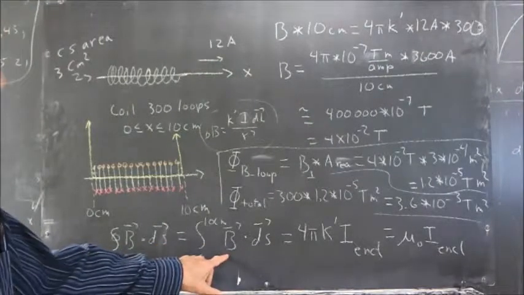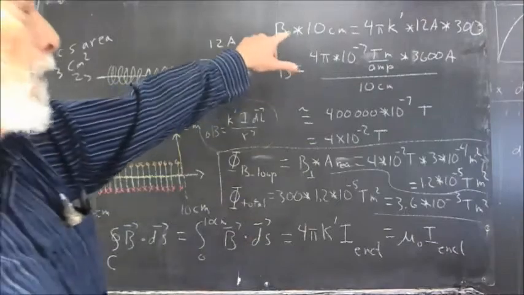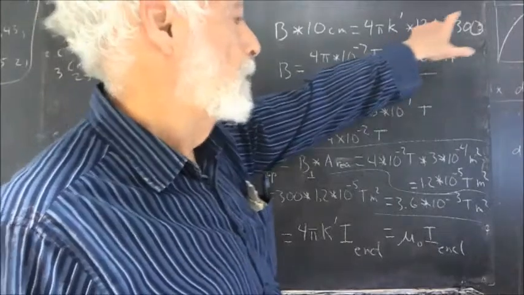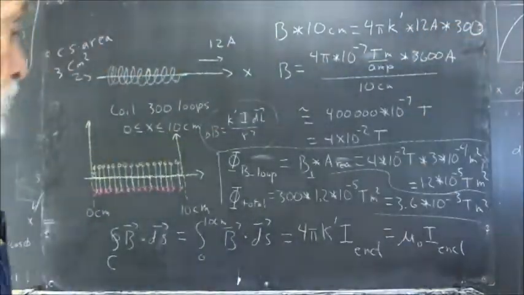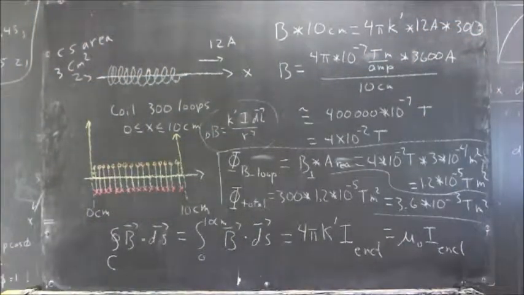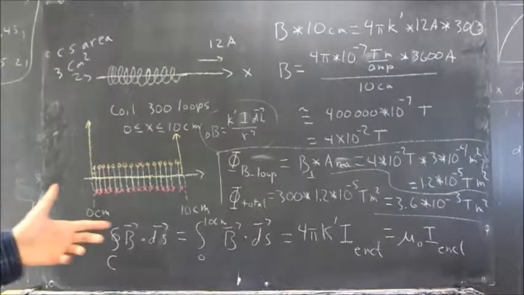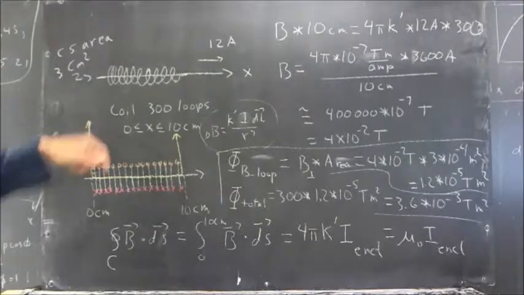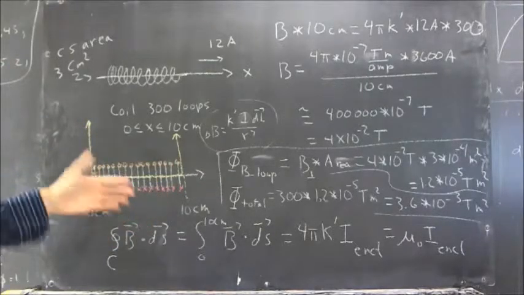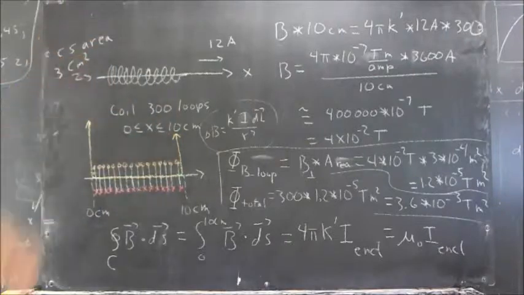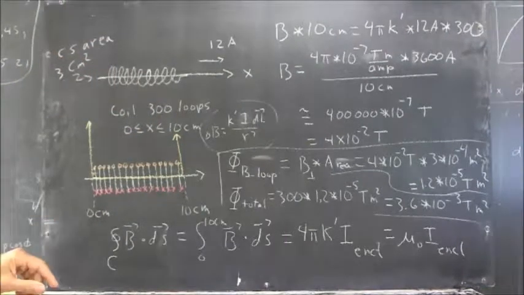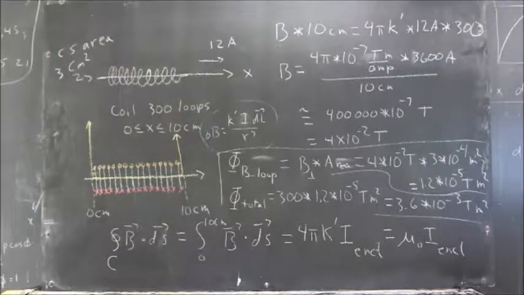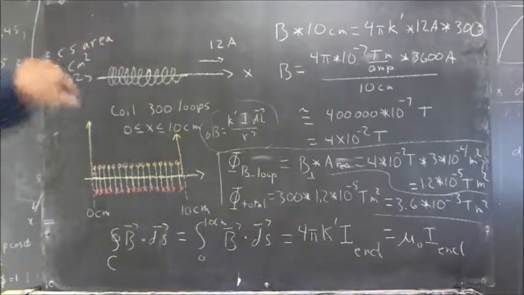and with the magnetic field being constant, we conclude that B times 10 centimeters is 4 pi k prime times the 12 amp current times the 300 loops. The 300 loops are relevant because we have 300 of the 12 amp currents penetrating the plane defined by the loop, that portion of the plane bounded by the loop.